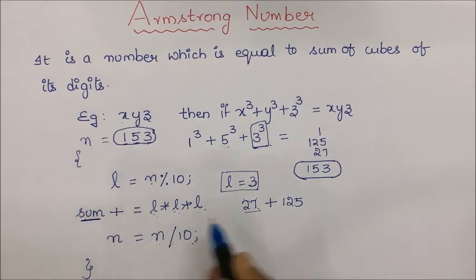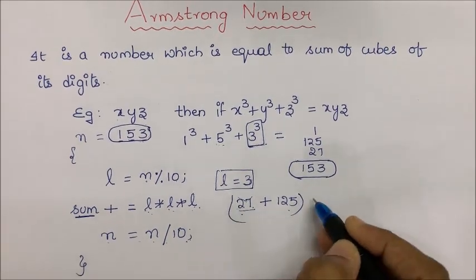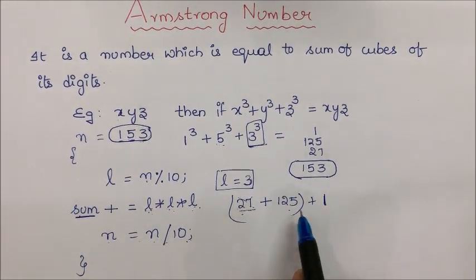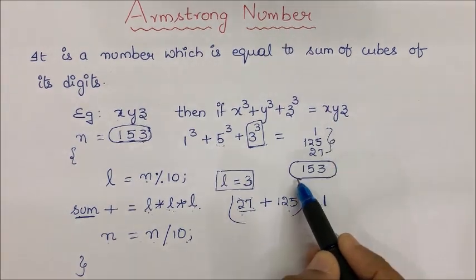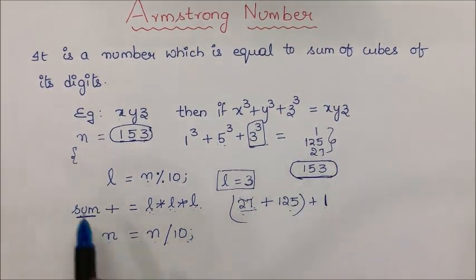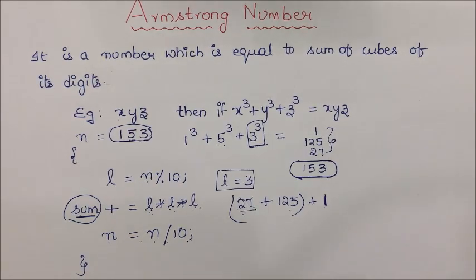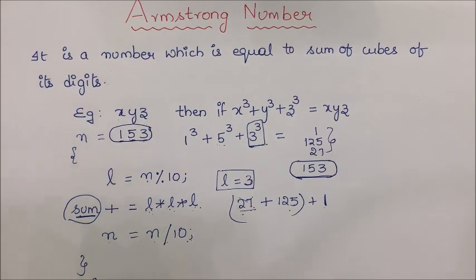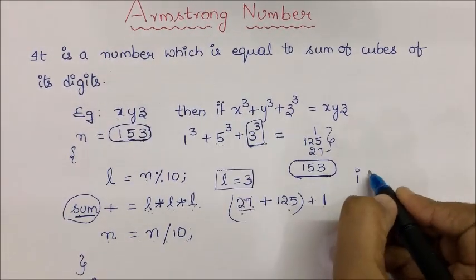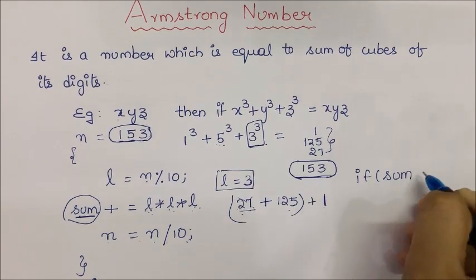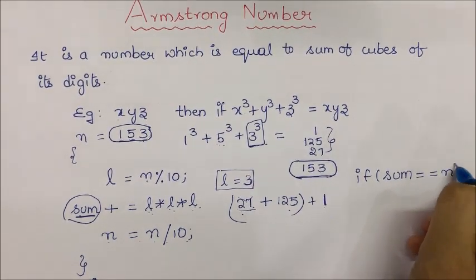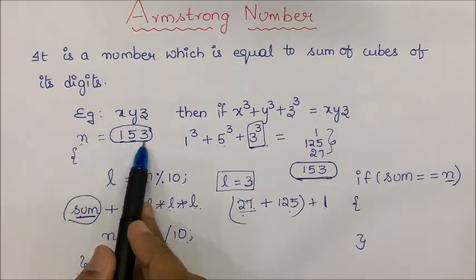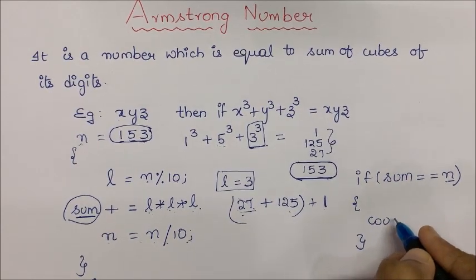And the final sum value is 27 plus 125 from the previous iterations plus 1 into 1 into 1 which is 1. So 27 plus 125 plus 1 will be obviously 153. So this 153 is stored in sum. To check whether this sum value is equal to n or not, we will simply write an if condition. If the resultant sum value is equal to the given number, then we will print that the given number is an Armstrong number.